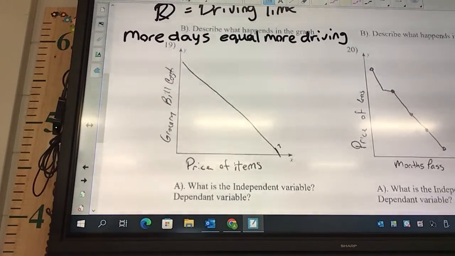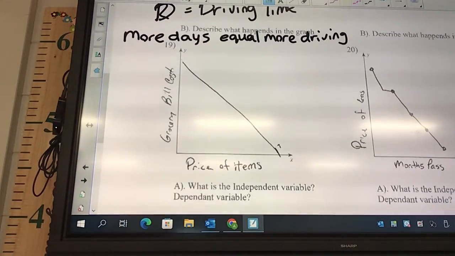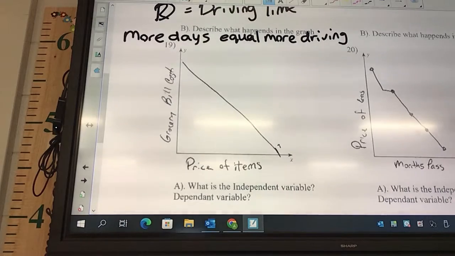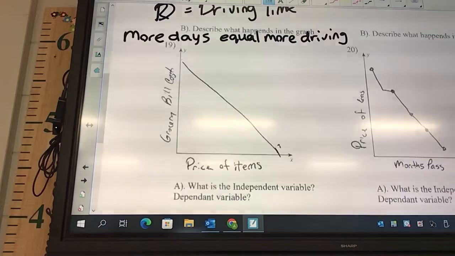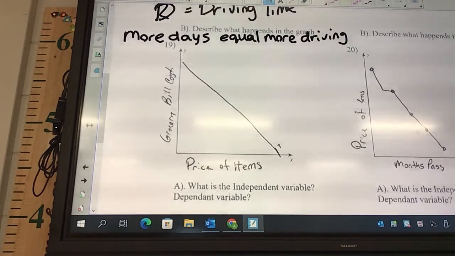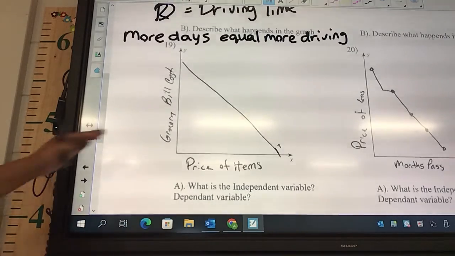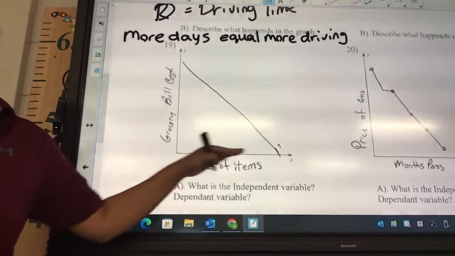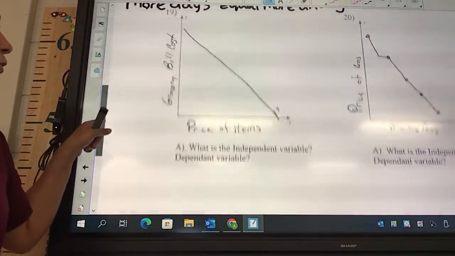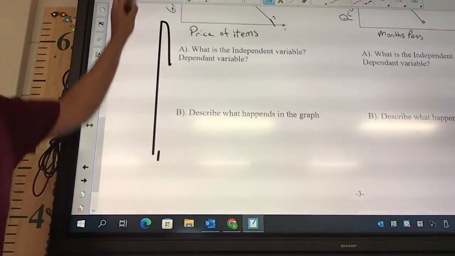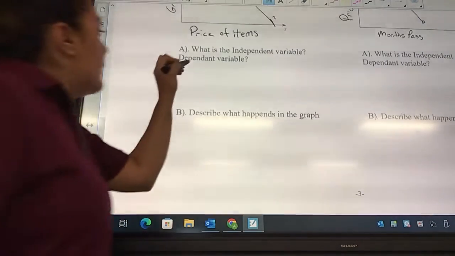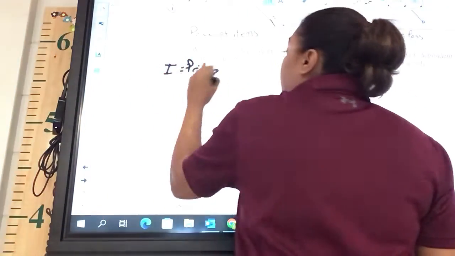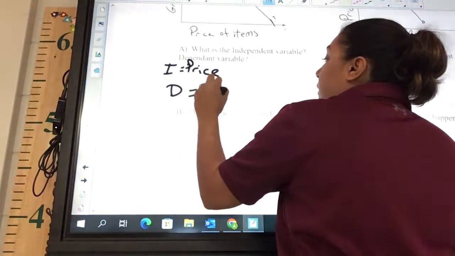Okay, so we got price of item versus our grocery bill cost. Which one is independent? Sometimes I don't want you guys thinking that this one's always independent, because it's not. So the price of items is independent. We'll say price. And the dependent then is going to be your bill.